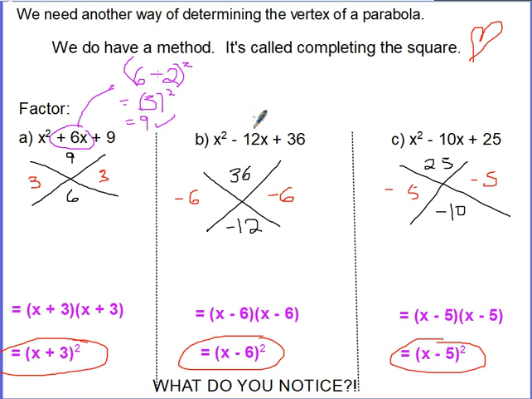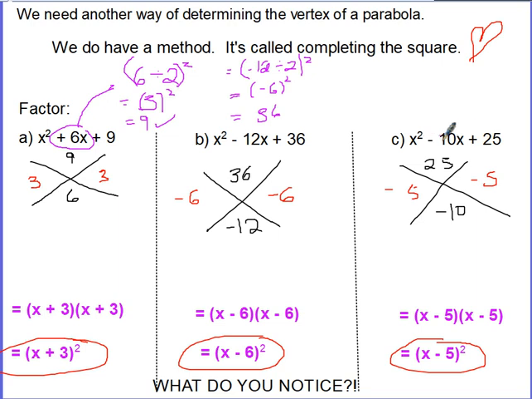Yeah? So let's look at the second one here, negative 12. So we'll do negative 12 divided by 2 squared. Let's have a look. Negative 12 divided by 2 is negative 6 squared, and we end up getting 36. Okay, interesting. So that works out great. These are all perfect square trinomials.